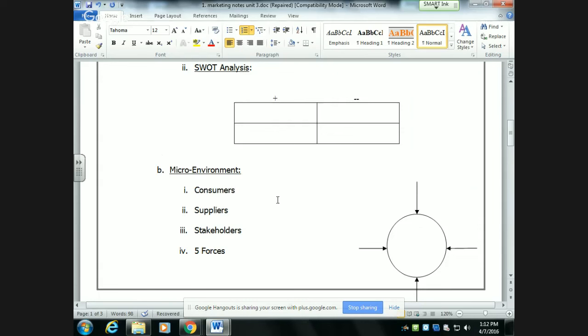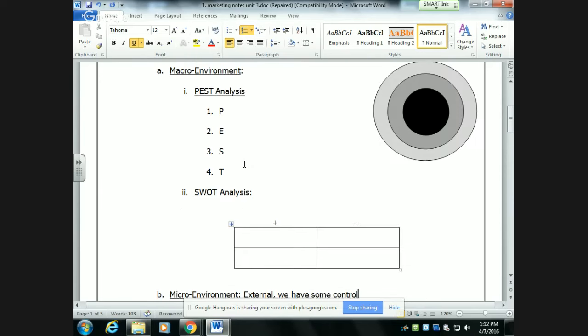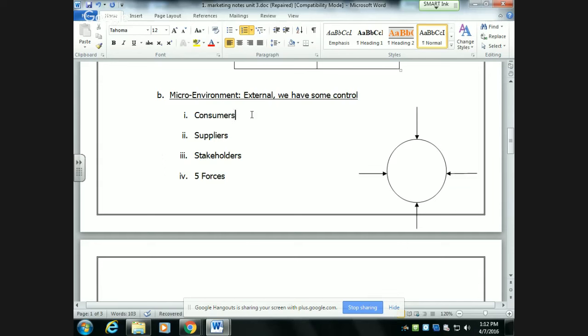And these are the things that, and if you want to write it on your notes, the micro environment, these are also things that are external, but we have some control over these things. We don't have total control. It's not like it's internal. It's not like we can decide who we hire and who we fire, but it's also not like it was up here in the macro where we don't have any control over it at all, like weather. Okay, so we do have a little bit of a say in terms of who our consumers are, right? Who our target market is.